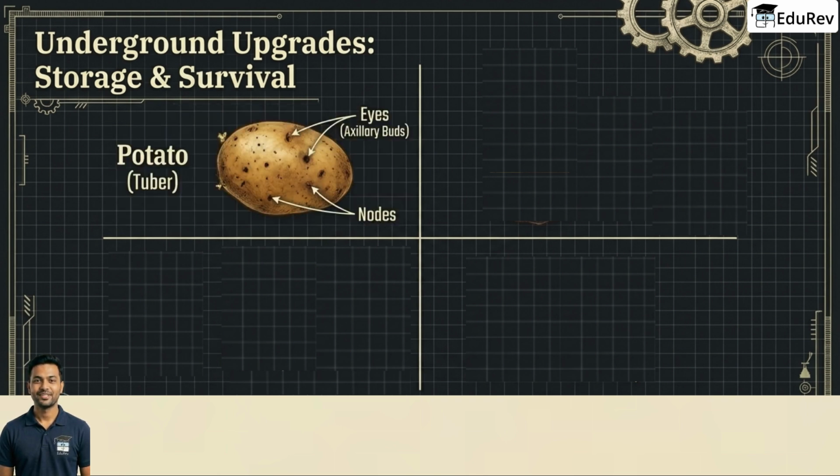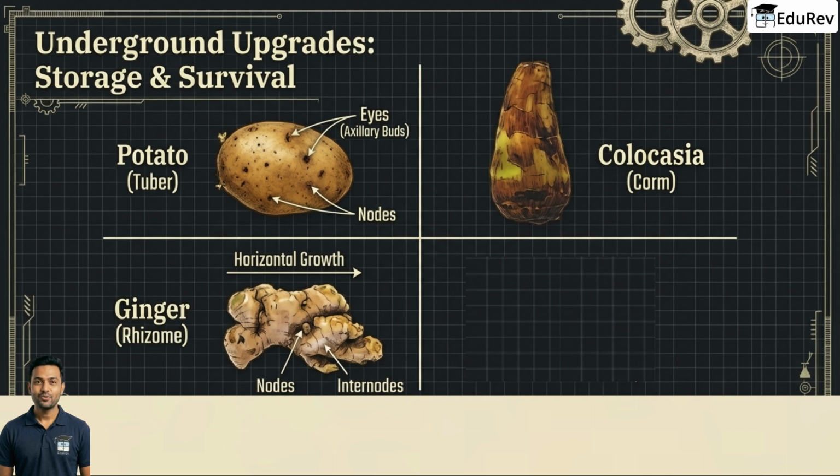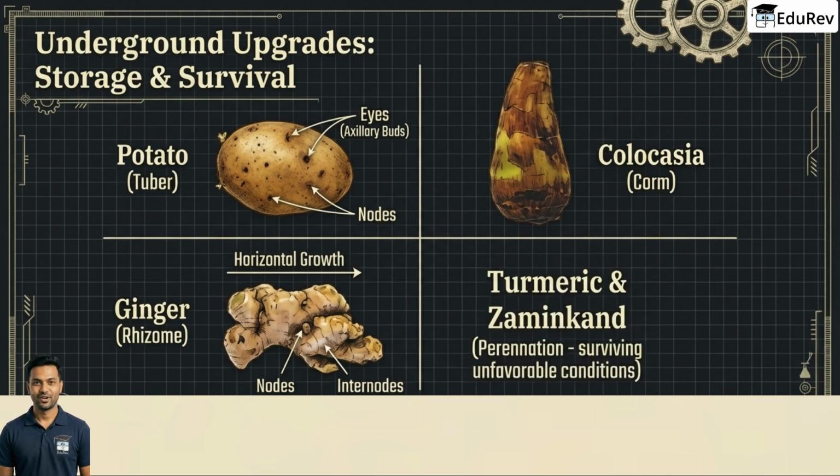Potato is a tuber with eyes, which are actually axillary buds at the nodes, so it is definitely a stem and not a root. Colocasia forms a corm, ginger is a rhizome with horizontal growth, and turmeric and zaminkand are also underground stem forms that help the plant survive unfavorable conditions. The trap here is very common. Students often memorize potato as a root because it stays underground. But the presence of buds and nodes gives away its true nature.